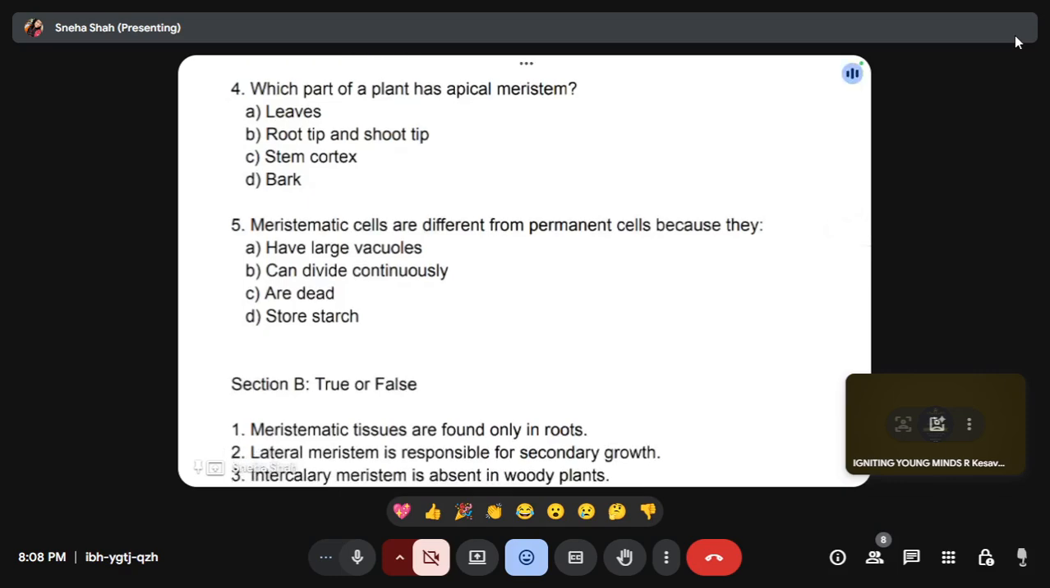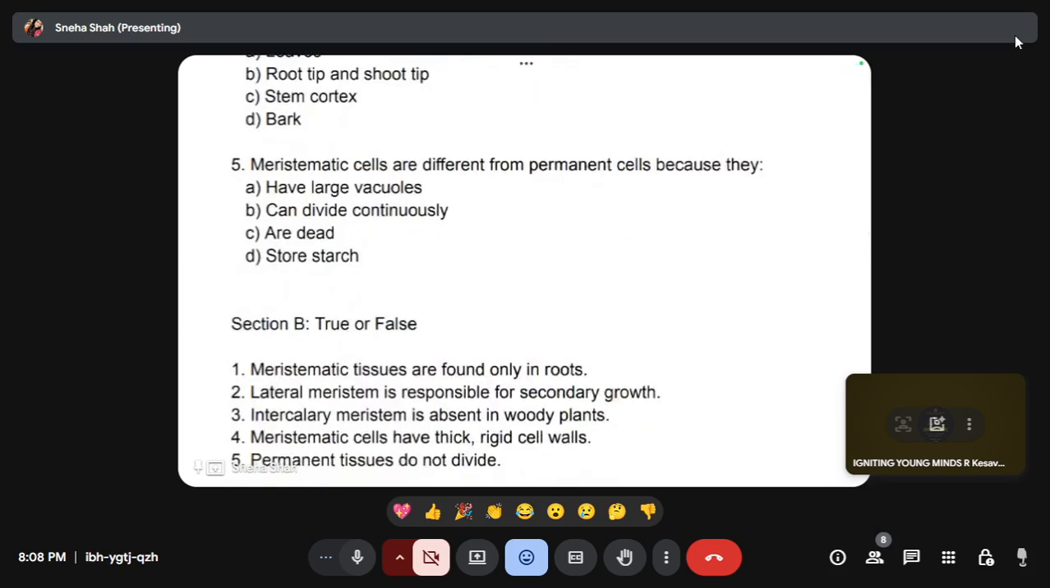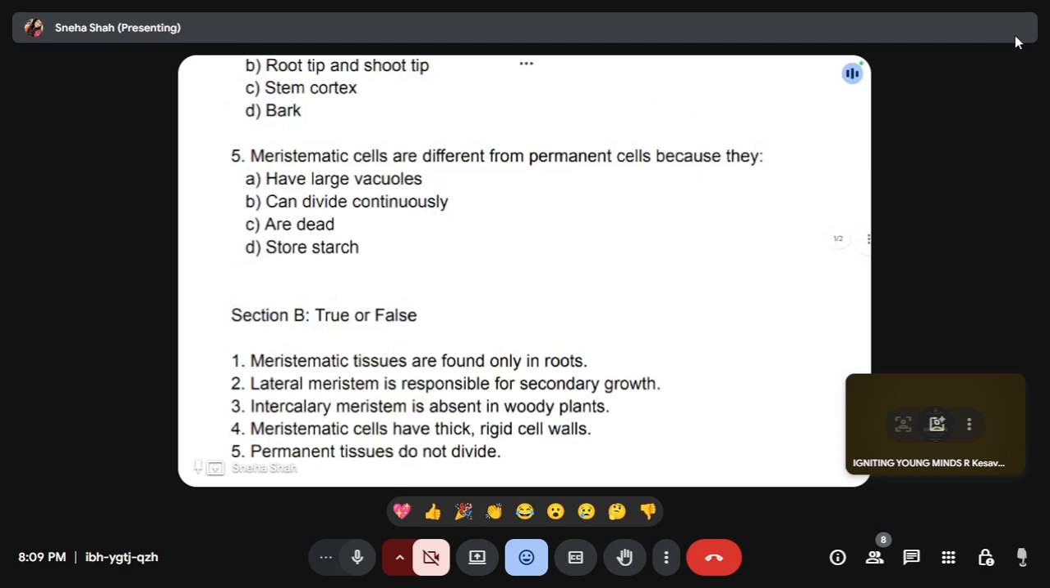Meristematic cells are different from permanent cells because they can divide continuously. Correct. As the name suggests, permanent itself means that is the last stage that they can reach. So they will not grow further, they will not divide further. So meristematic cells are different because they can divide continuously. And the answer to this is not that they are dead, because not all permanent cells are dead.